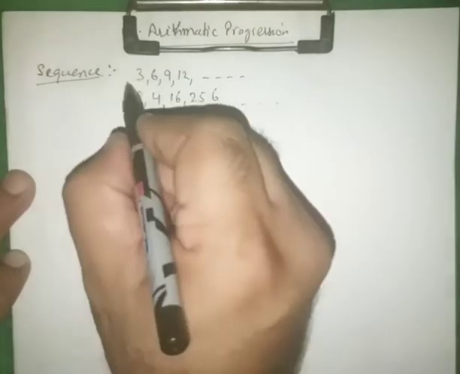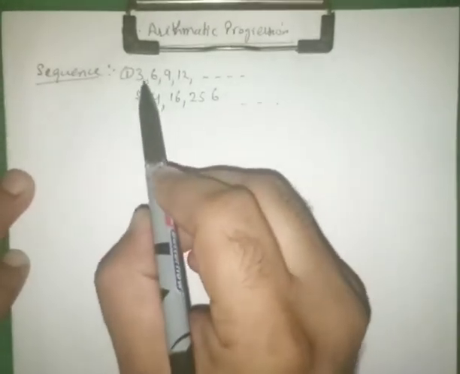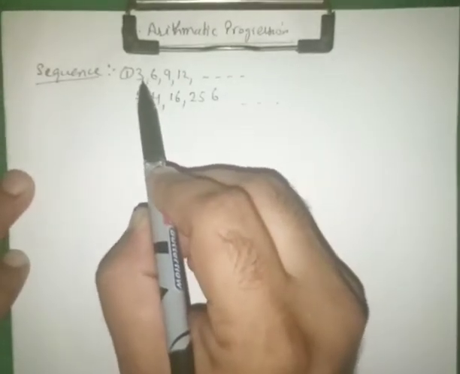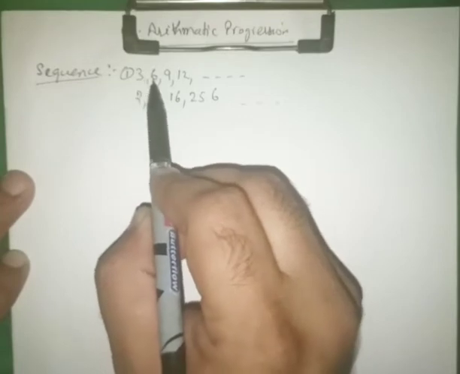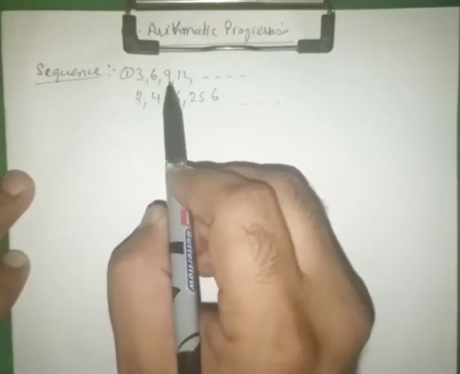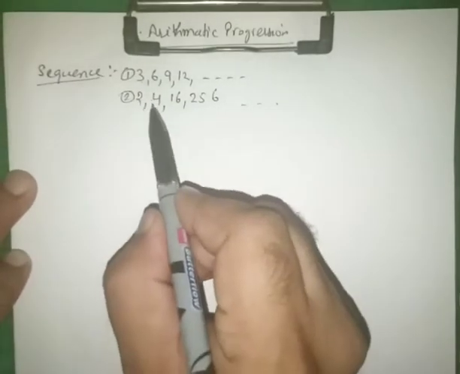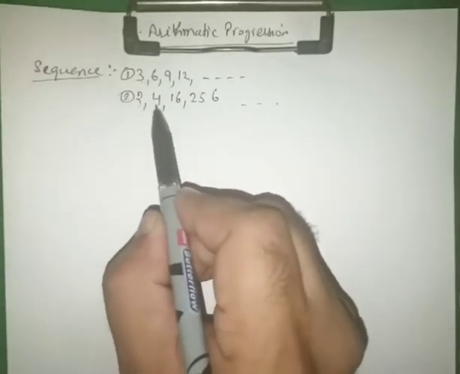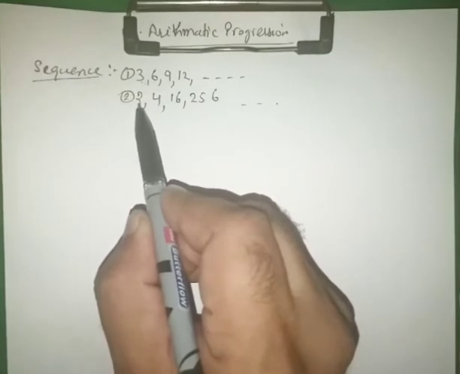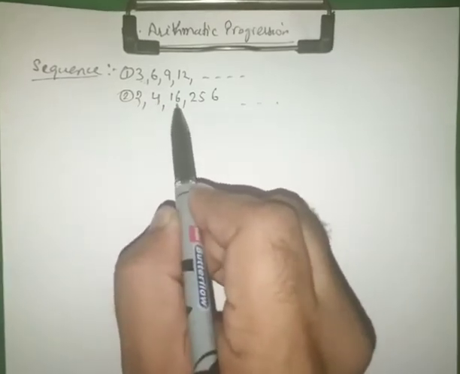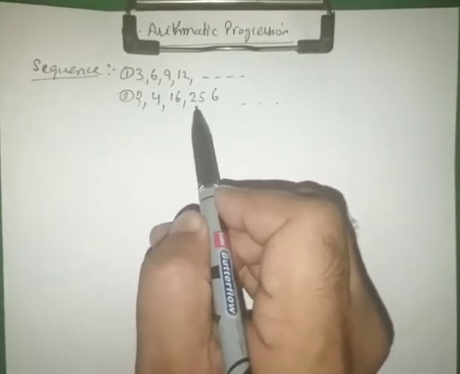So here in this first example, I am getting the next number by adding 3 to the preceding number. So 3 plus 3 is 6, 6 plus 3 is 9, and 9 plus 3 is 12. And here in the second example, if I am squaring the previous term, I will get the next term. So 2 square is 4, 4 square is 16 and 16 square is 256.